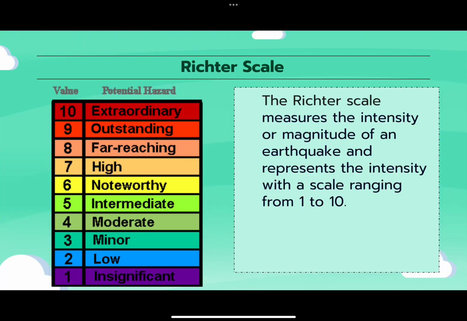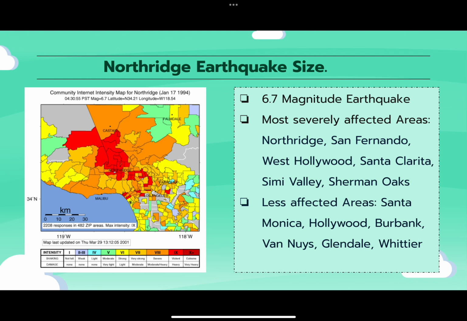This slide is about the Richter scale. The Richter scale measures the intensity or magnitude of an earthquake. If you look here, you can see that this is represented through a 1, which is purple, all the way up to a 10, which is red. This was created by Charles F. Richter in 1935 at the California Institute of Technology, and this is still used today and very important to society in understanding earthquakes. The Northridge earthquake was a 6.7 magnitude earthquake.